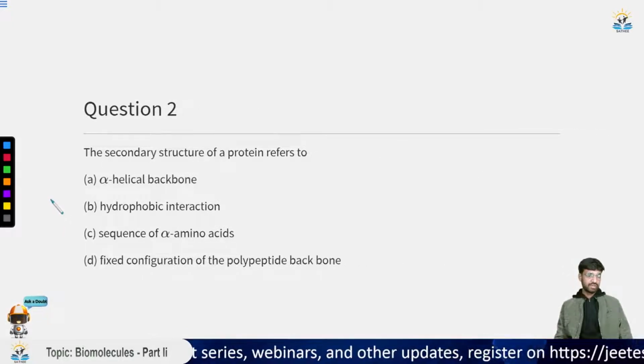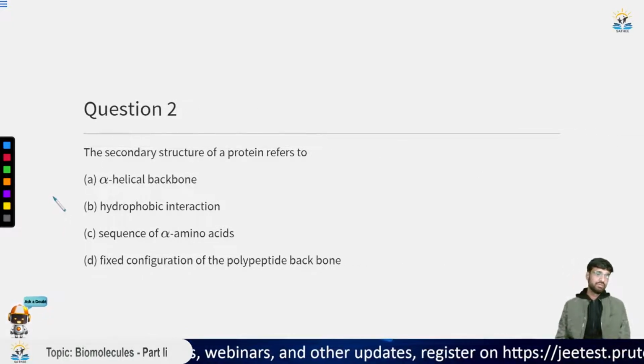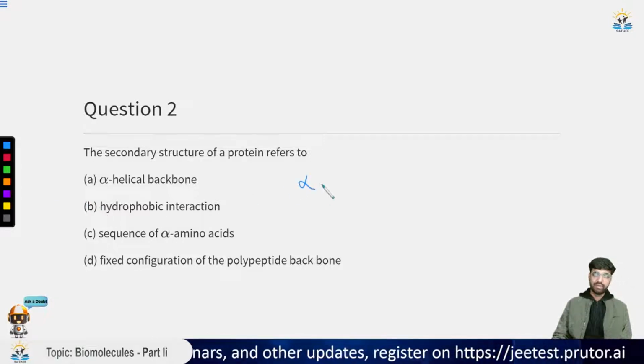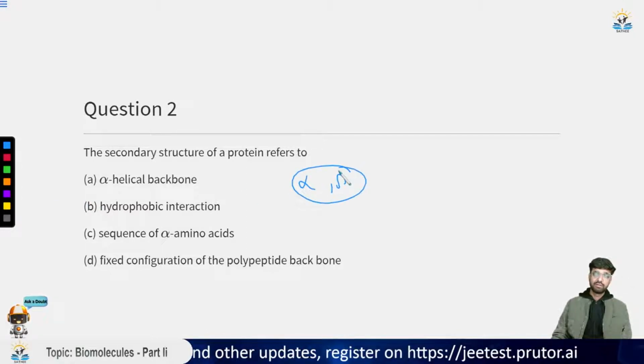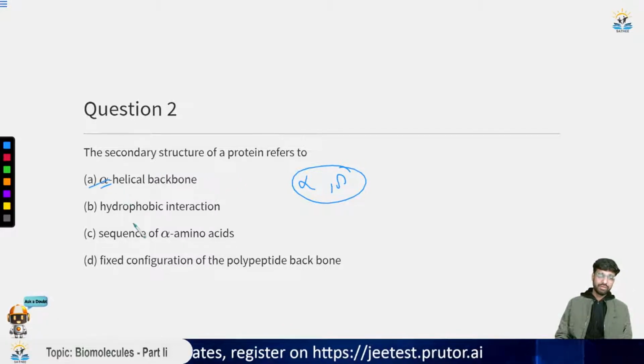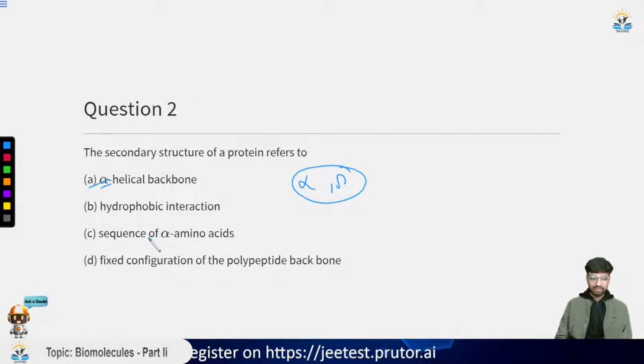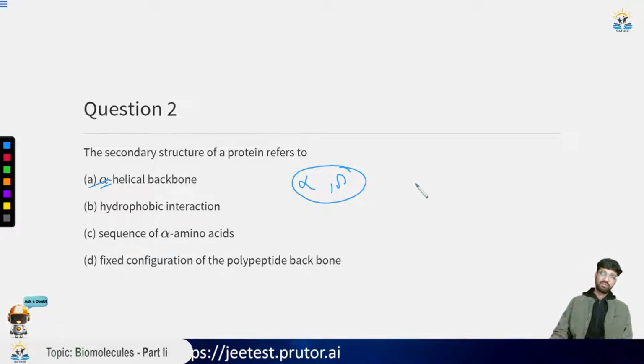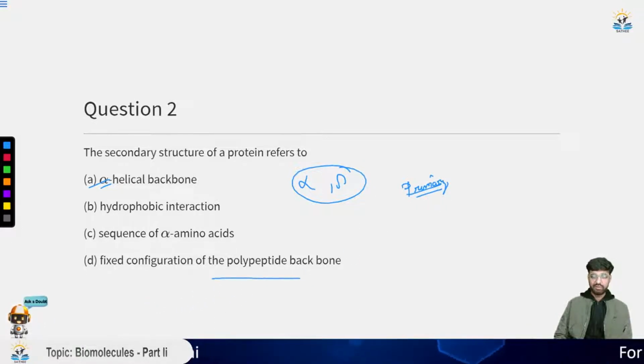Next, the second question: the secondary structure of protein refers to. The secondary structure can be alpha helix and beta sheet. So it refers to alpha helical. Is it hydrophobic? No, it is hydrophilic. Sequence of amino acids? No, the sequence of amino acids is in the primary structure. Now, fixed configuration of the polypeptide backbone. So this one is correct here.